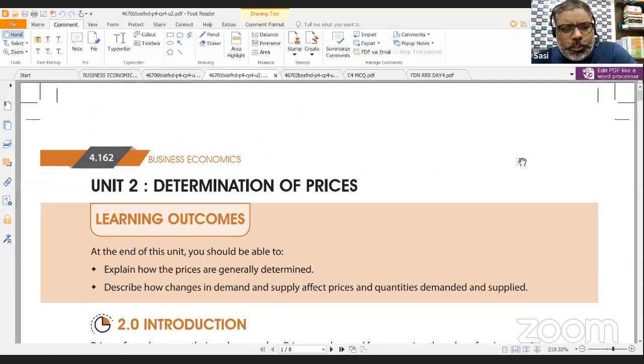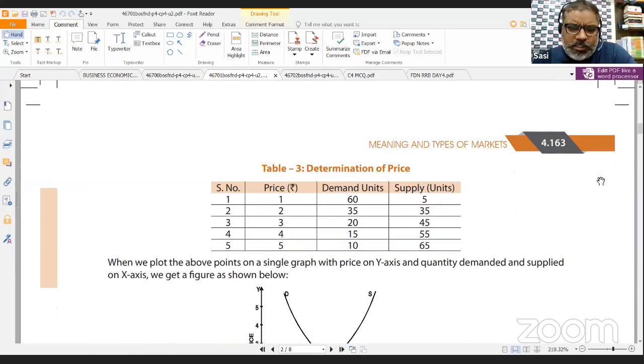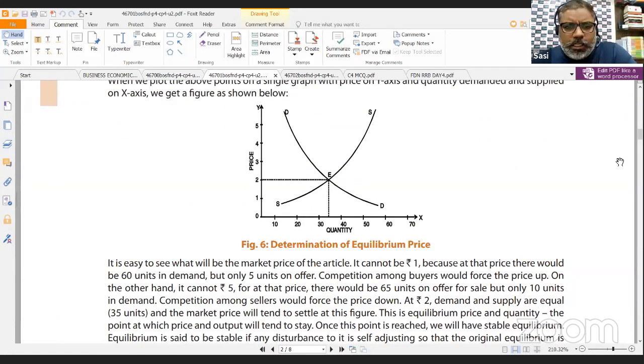Now moving on to the unit 2 of chapter 4. Main thing here is the determination of prices. Determination of prices, whenever we say in a market economy, that happens on the basis of demand and supply. Simply speaking, whenever we say price determination will always happen on the basis of demand and supply.